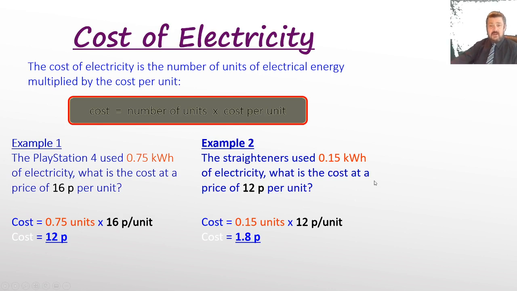Remember, all we're doing now is using our kilowatt hours, which is the unit of electricity, and times it by how much it costs per unit of electricity. It really is that simple.